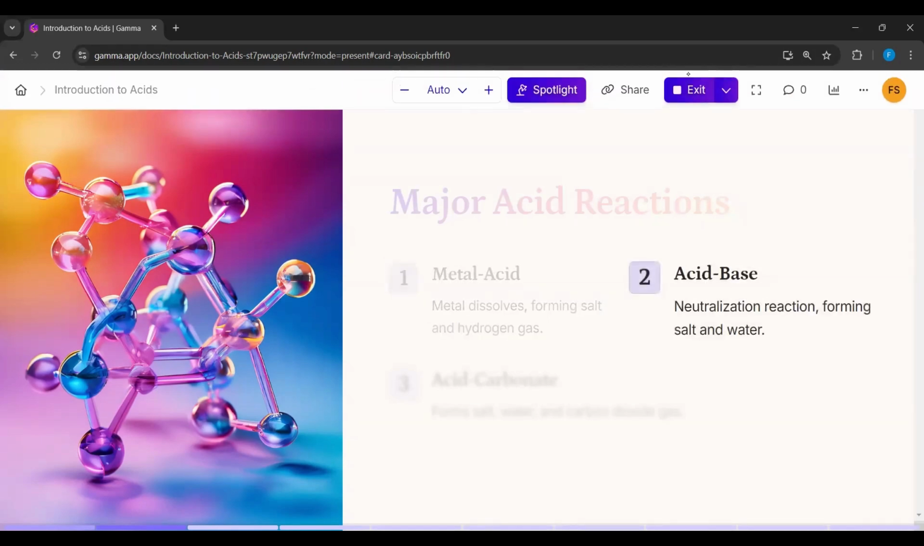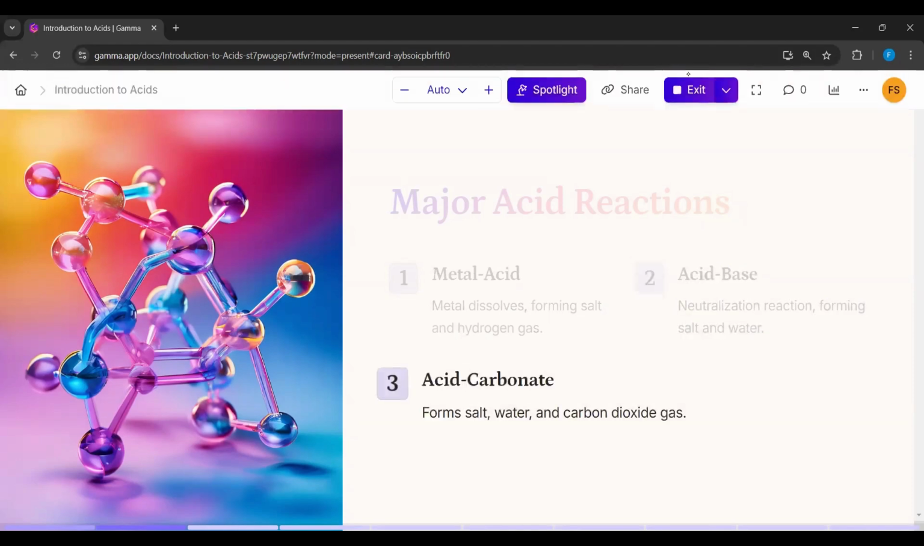The next reaction is an acid-base reaction. This is a neutralization reaction forming salt and water. And the third reaction is an acid-carbonate reaction, with a metal carbonate or hydrogen carbonate, and it gives salt, water, and carbon dioxide. We will look into all of these one by one in detail.